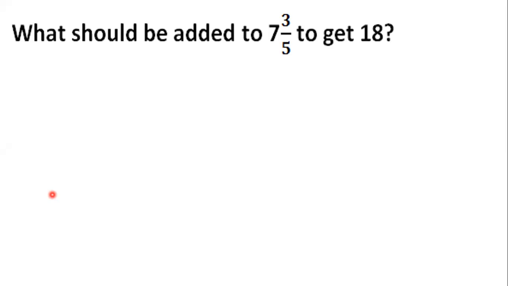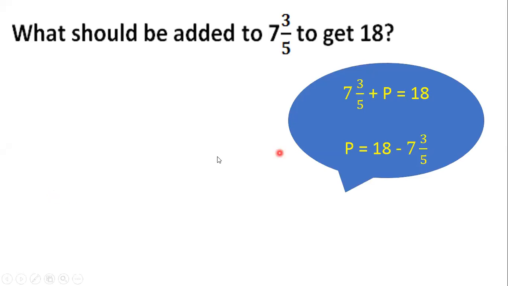We will say, let us say we are adding a number p. You'll write let p be the number added. You will get 7 3/5 plus p is equal to 18. Now p remains as it is. 7 3/5 will go to that side of the equals to.